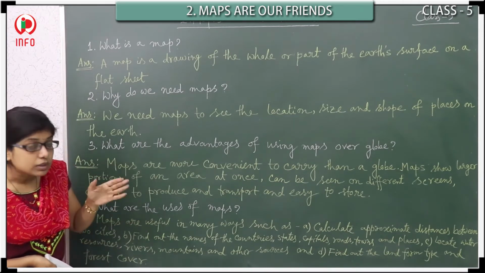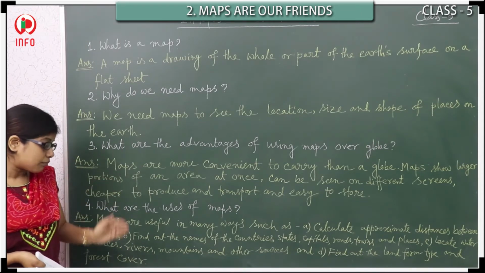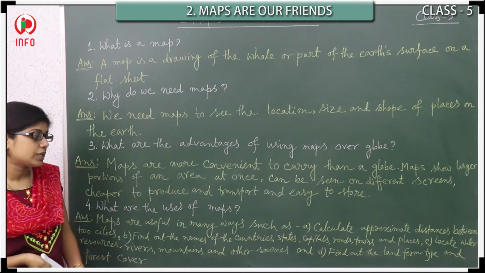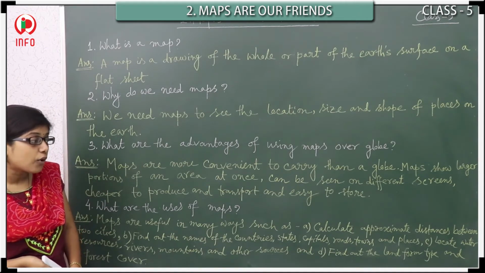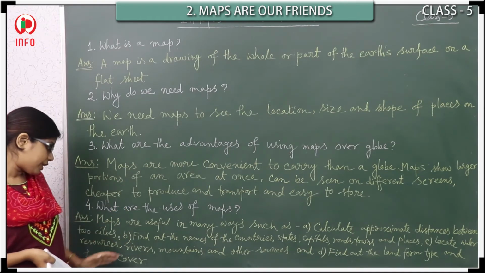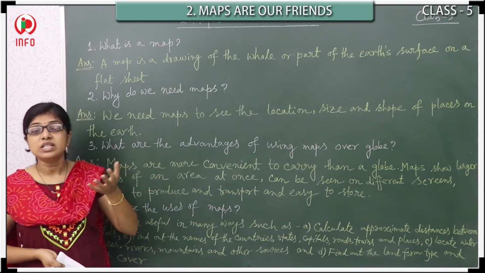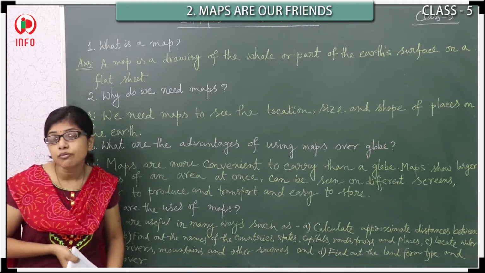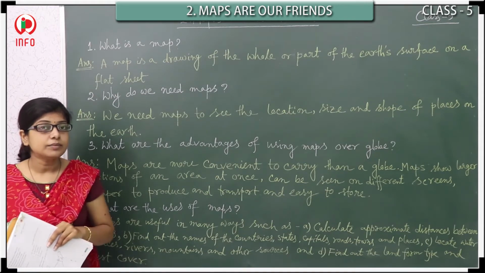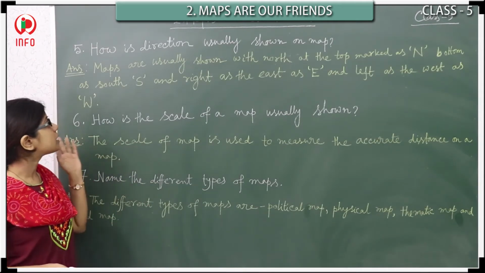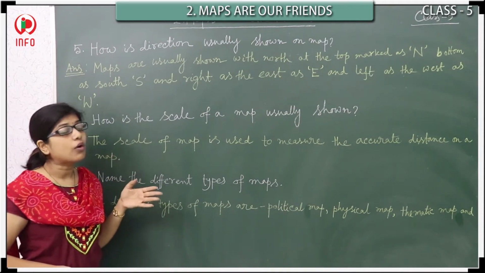Next, the third one, locate water resources, rivers, the mountains and other sources, and the farm. The last thing is to find out the landform type and forest cover. That means whether it is plateaus, desert, or mountains, these different kinds of landforms we are able to find out with the help of a map. Is it clear?